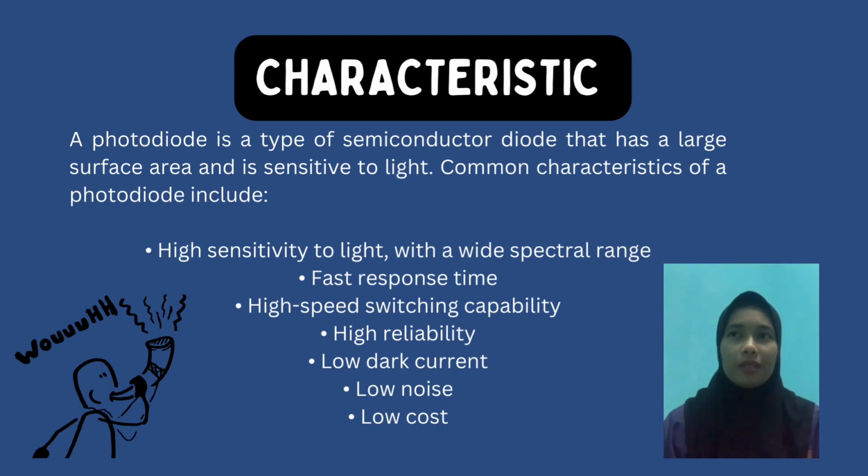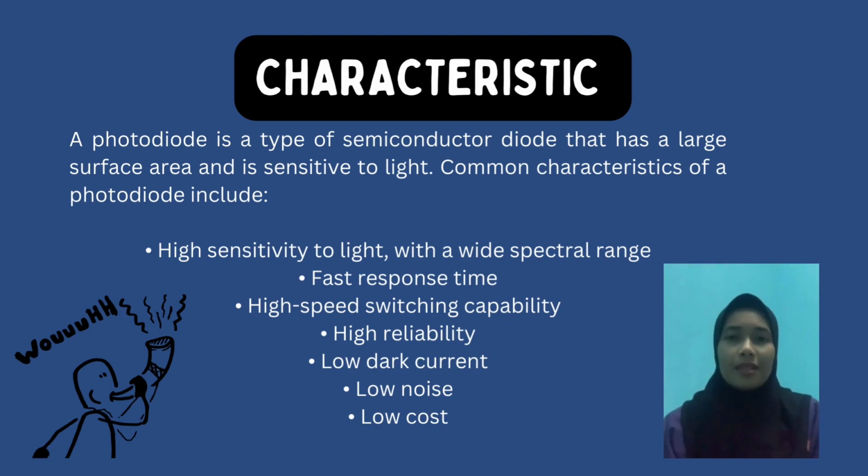A photodiode is a type of semiconductor diode that has a large surface area and is sensitive to light. Common characteristics of photodiode include high sensitivity to light with a wide spectral range. The achievable range of linearity is 6 to 8 orders of magnitude, depending upon the type of photodiode and circuit in which it is used.